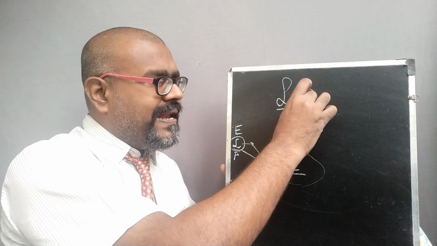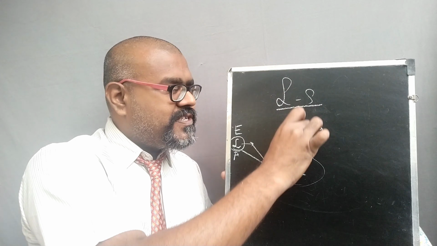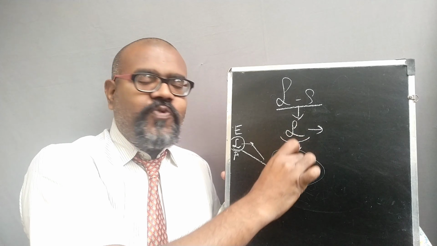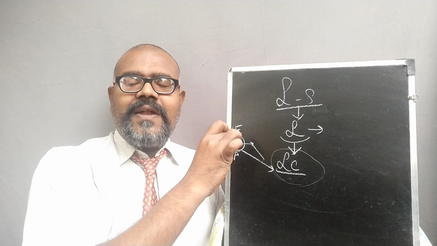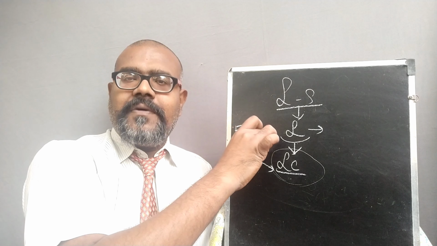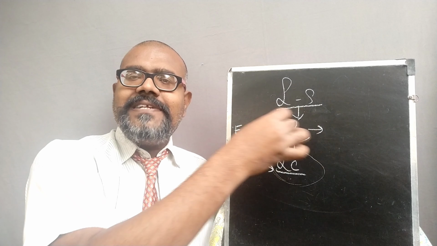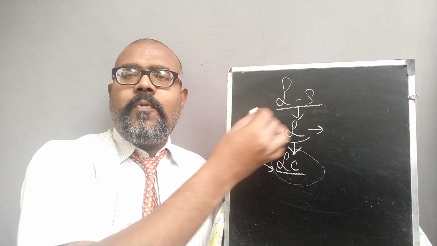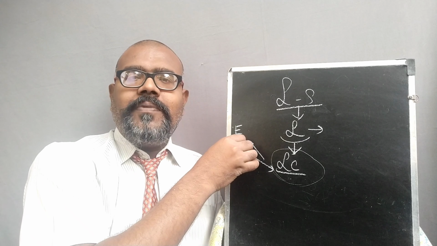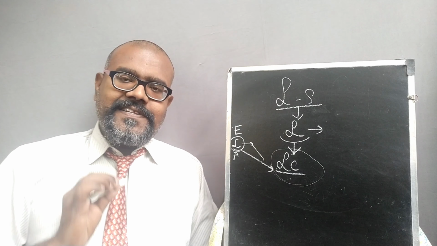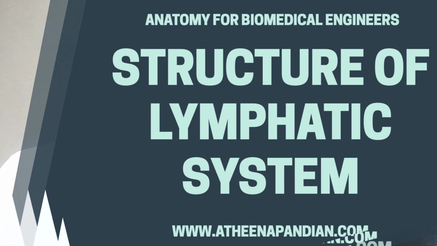So please remember, the lymphatic system consists of lymph. That lymph is fully made up of lymphocytes. The lymphocytes are nothing but white blood cells. The main function of the white blood cells is to protect the body against pathogens. It acts as a police force, a defense force. That is the main job done by the lymphocytic cells present in the lymph.